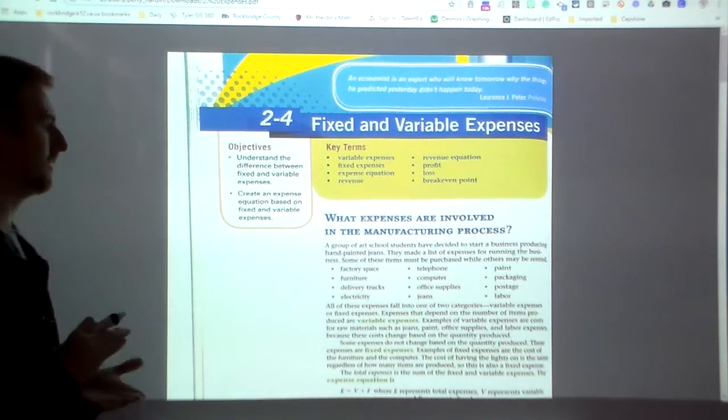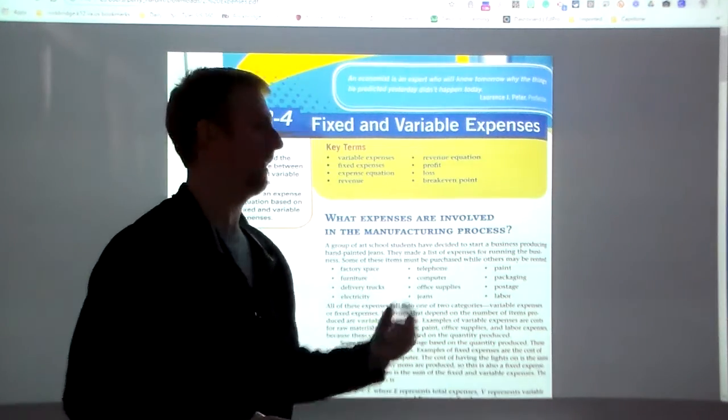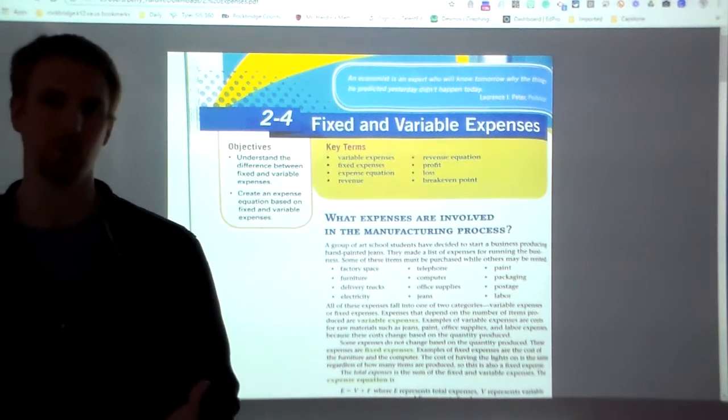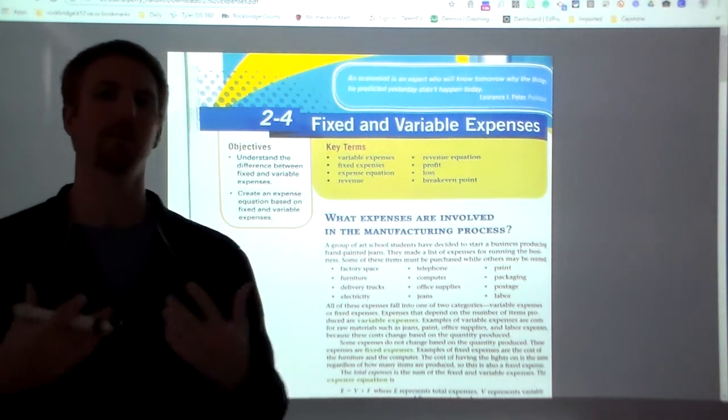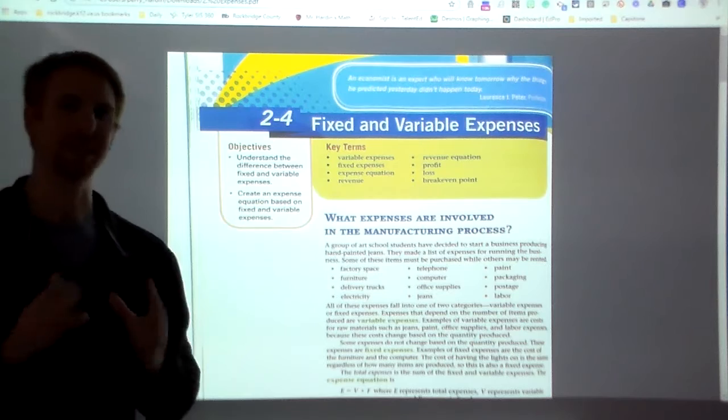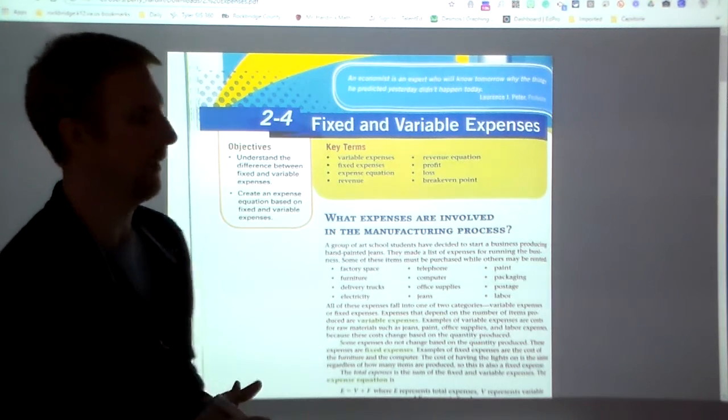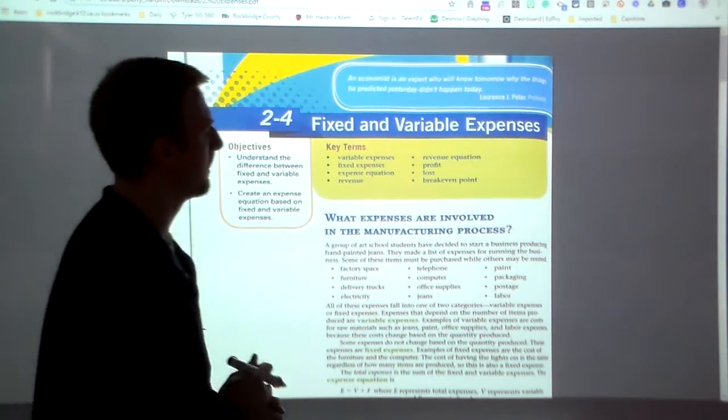So that's definitely a variable cost for the jeans and the paint also. The more jeans we paint, the more paint we're going to go through, the more paint we're going to have to buy. So those things are completely dependent on how many painted jeans I sell. So those are definitely variable costs.